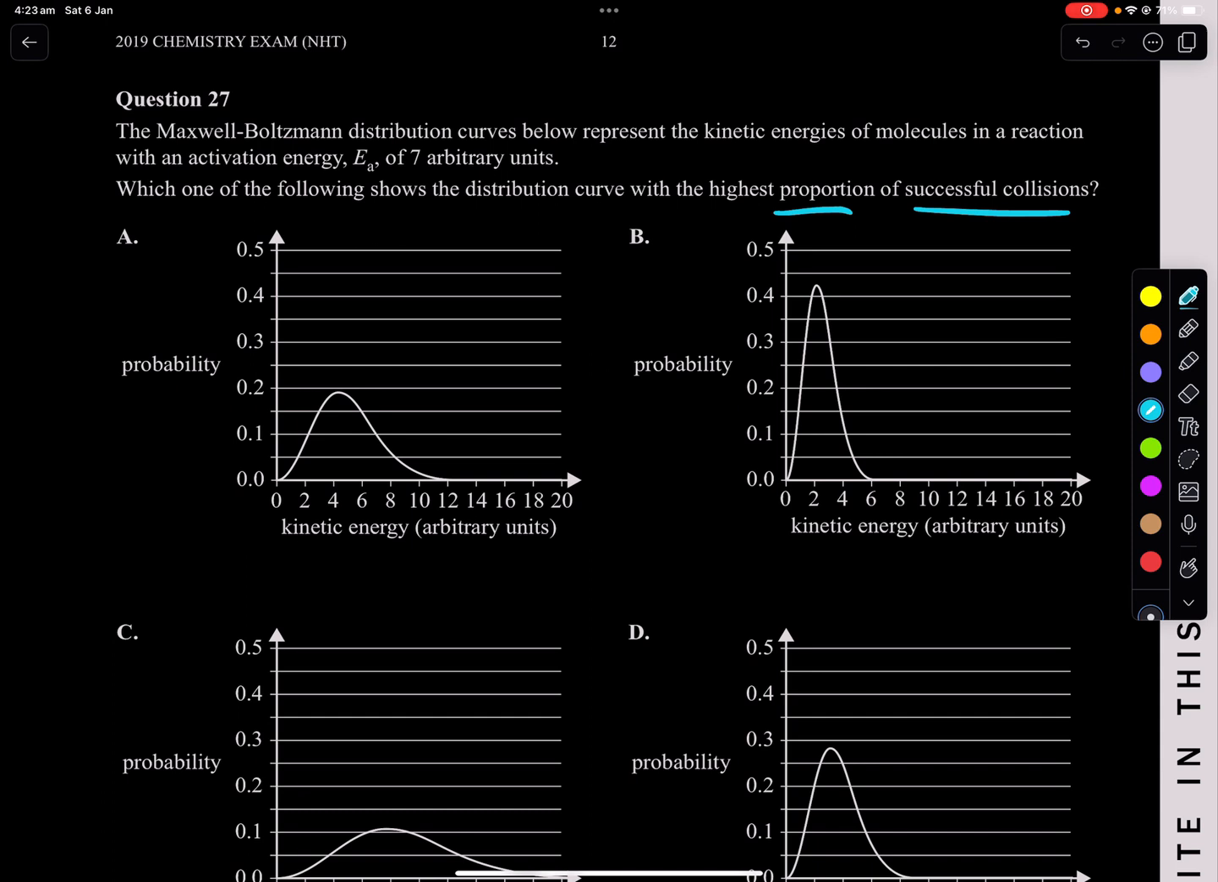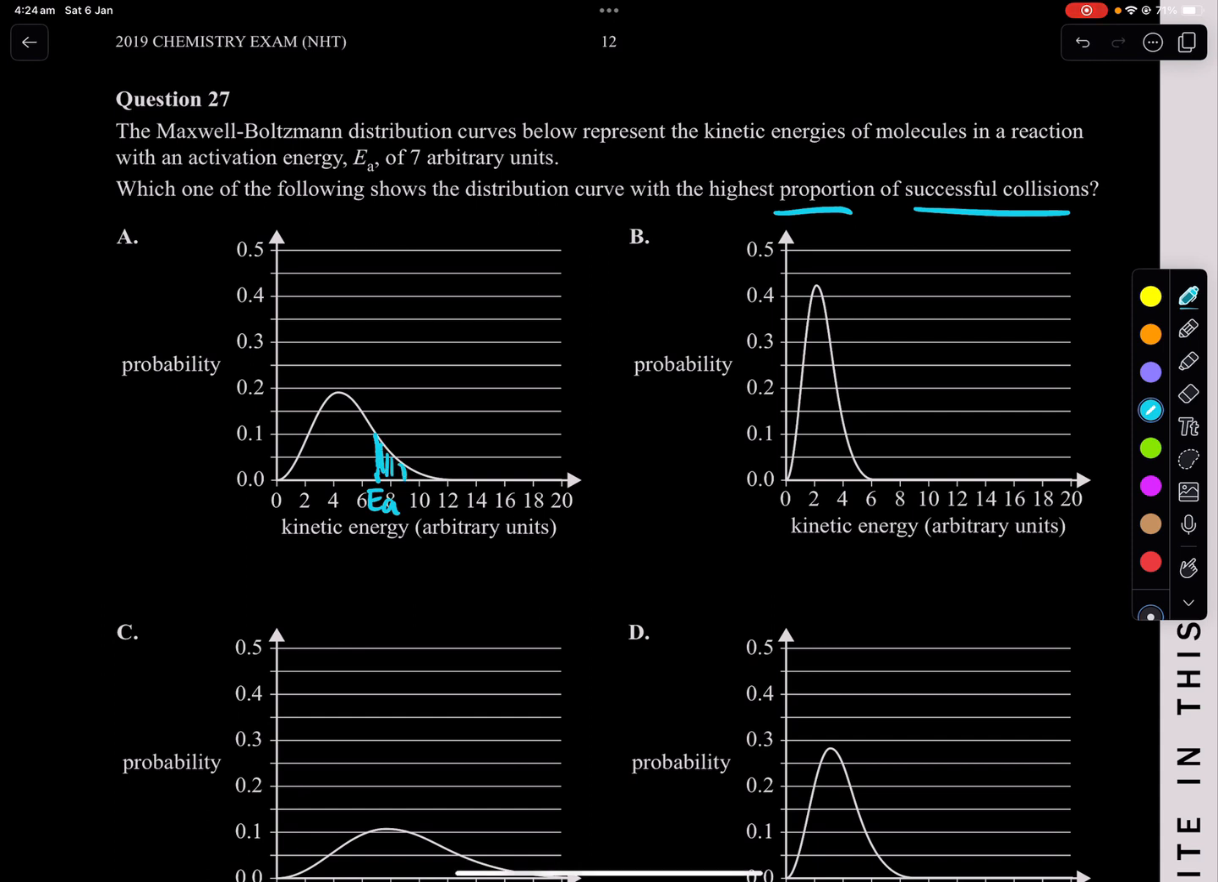If I know that activation energy is 7, which is around here, what do we know? The ones that have the highest proportion of successful collisions are the ones on the right. This is the activation energy. It's the ones that go above and beyond this activation energy that have the highest proportion of successful collisions. In this case, the area here is good, it's enough.